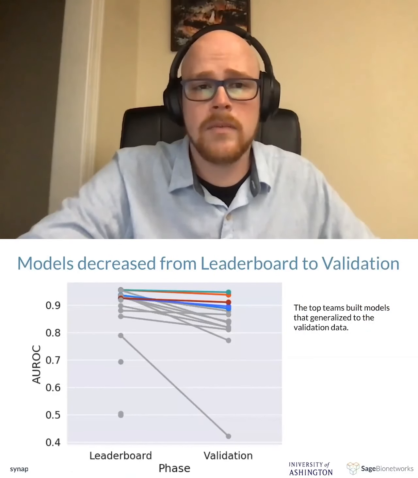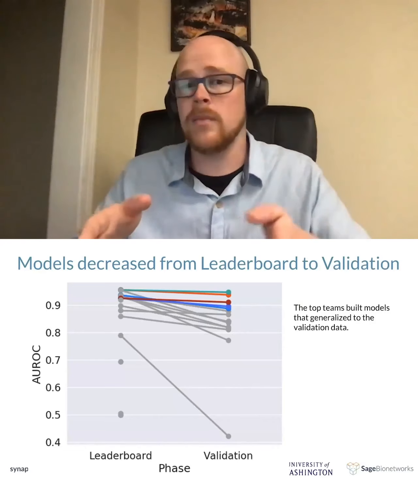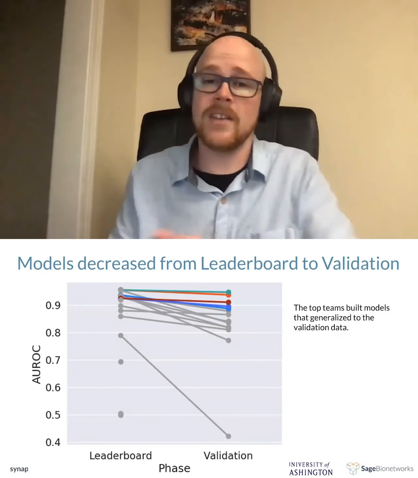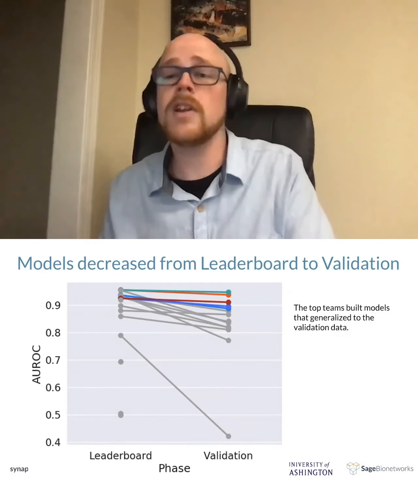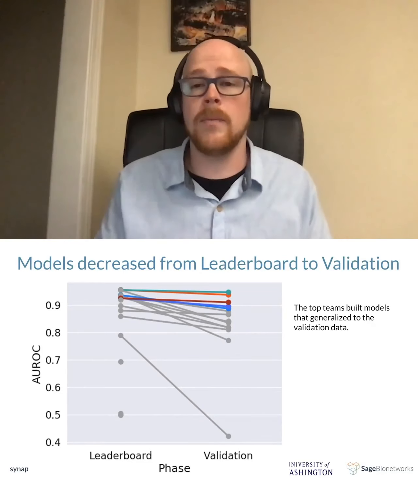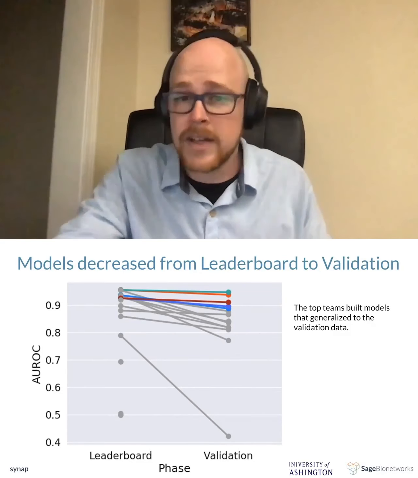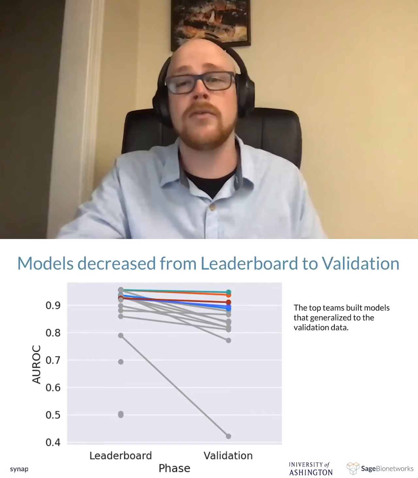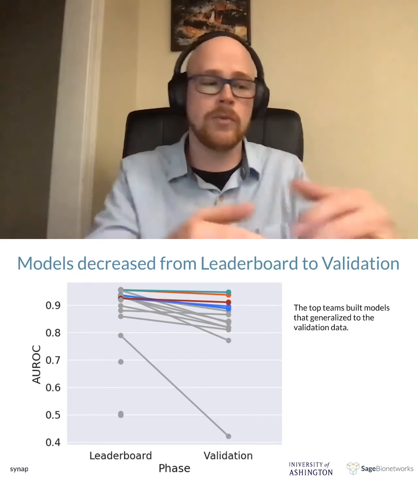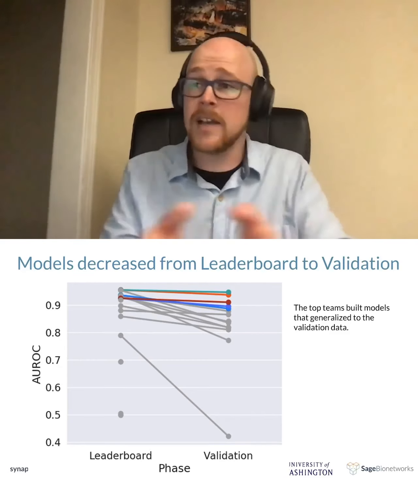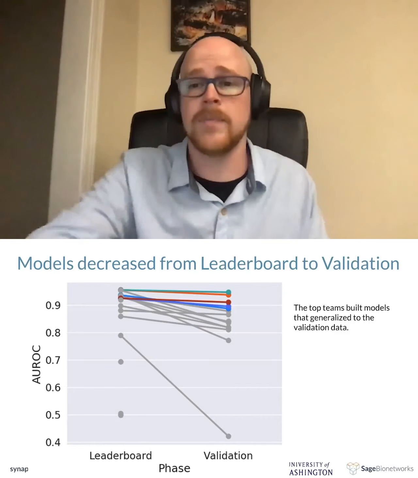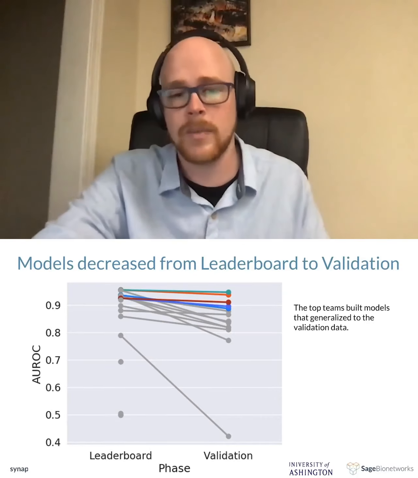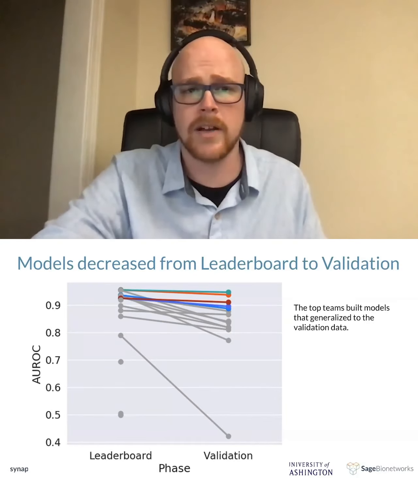This is just showing the decrease between the leaderboard phase scores and the validation phase scores. The top 5 teams in the validation phase were not in the top 5 for the leaderboard phase. They were just able to build models that generalized better to a future data set. Specifically here at the top was UW Biostats, and I'll talk a little bit about their model.